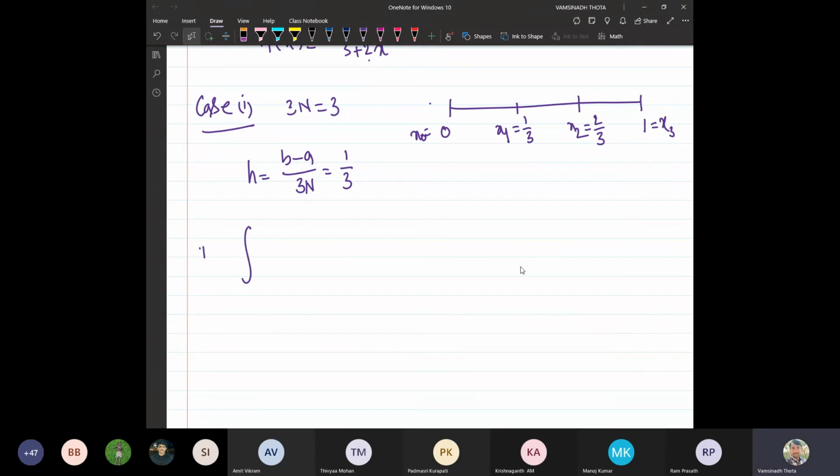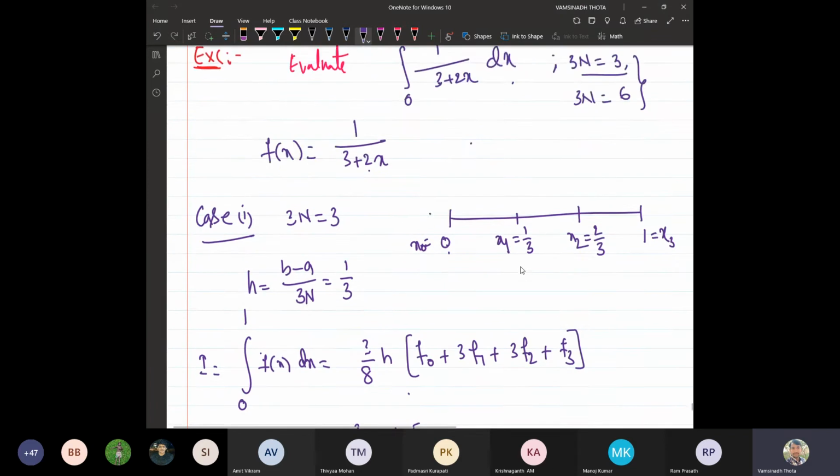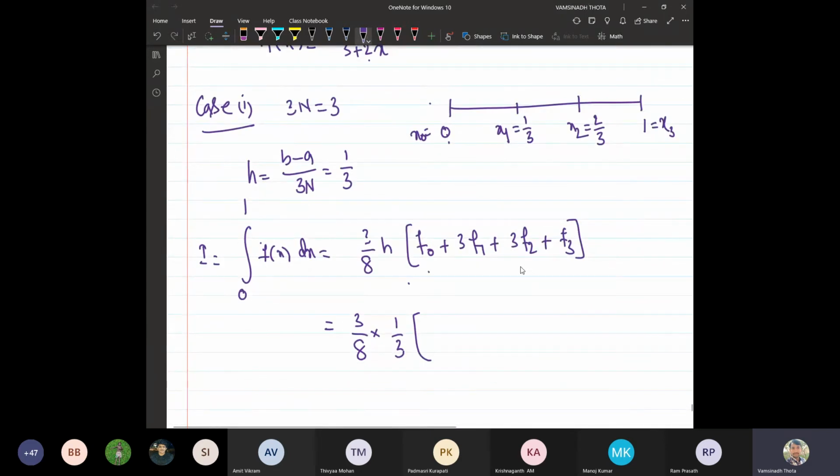Now, what does the Simpson 3/8 rule say? The integral from 0 to 1 of f(x) dx is equal to 3 by 8 times h times f at x0, plus 3 times f1, plus 3 times f2, plus f3. So that is 3 by 8 times h, which is 1 by 3, times f naught, the value of f at 0. What is f here? f is 1 upon 3 plus 2x. x is 0, so you will get 1 by 3 plus 3 times the value of f1.